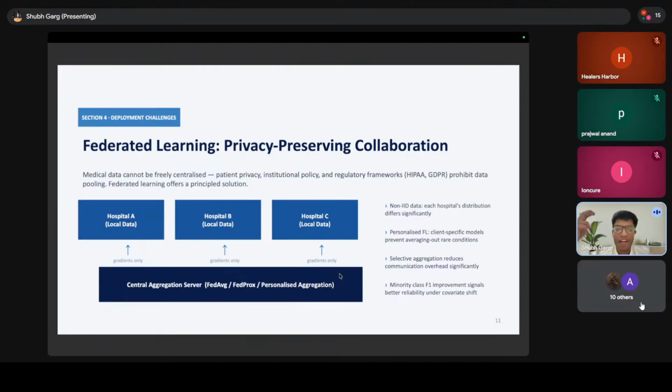The second is personalized FL, with clinical-specific FL averaging for rare conditions. What that means is selective aggregation: only sharing the gradients for relevant parameters reduces communication overhead while preserving performance on rare or institution-specific conditions. Third, minority class F1 score is a particularly revealing metric in this context. If a federated model improves minority class recall, it means the collaboration is genuinely helping with rare conditions that no single institution has enough data to learn from alone.